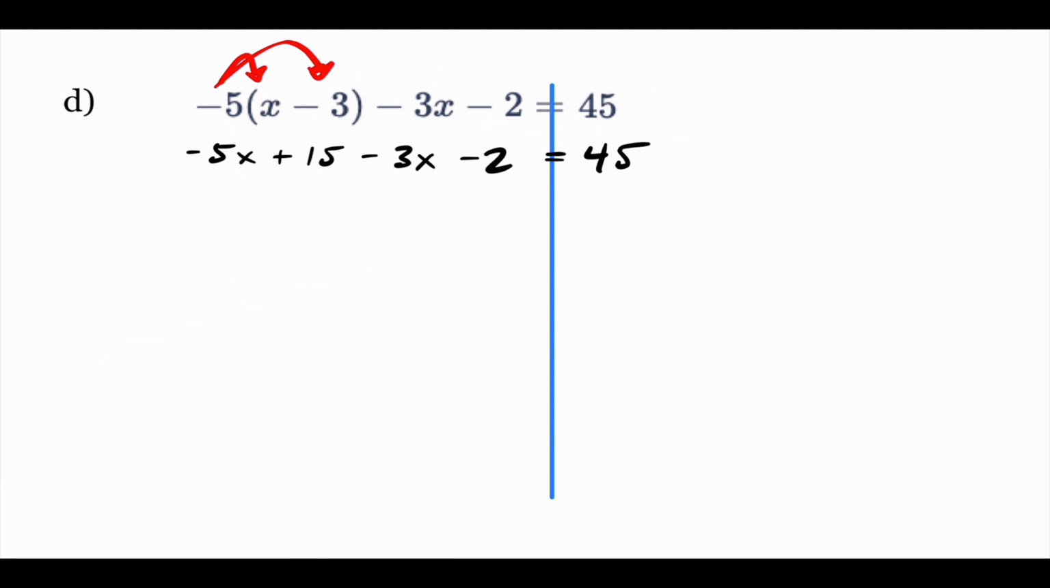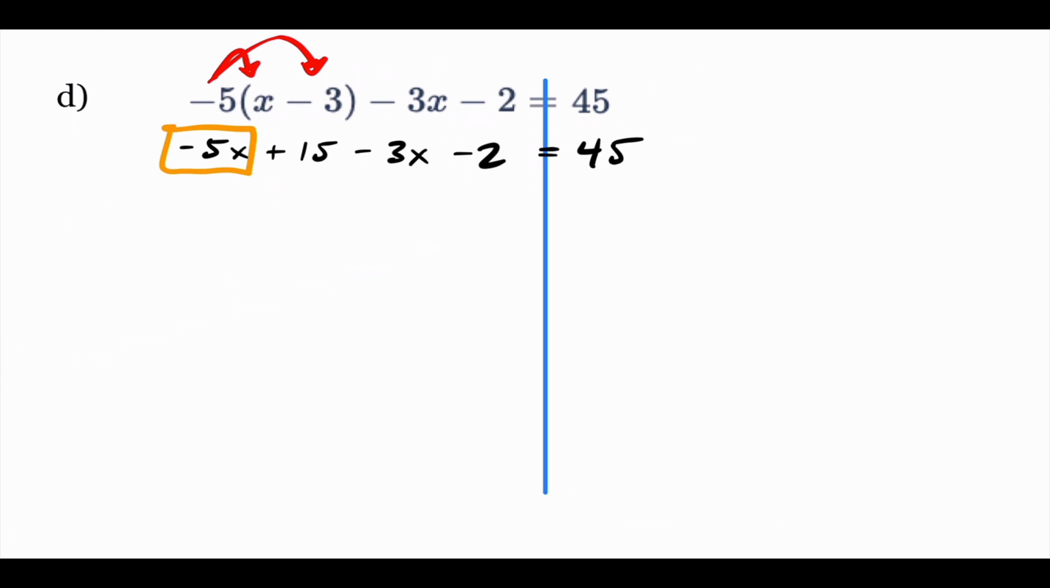Okay, so the first step, distribute. Negative 5 times x is just negative 5x. Negative 5 times negative 3 is positive 15. No more parentheses. Combine like terms that are on the same side. Same thing as last time. I've got a couple that I need to combine. They're on the same side, so I'm not going to need to do the opposite. What do I get when I combine negative 5x and negative 3x? Negative 8x. There you go.